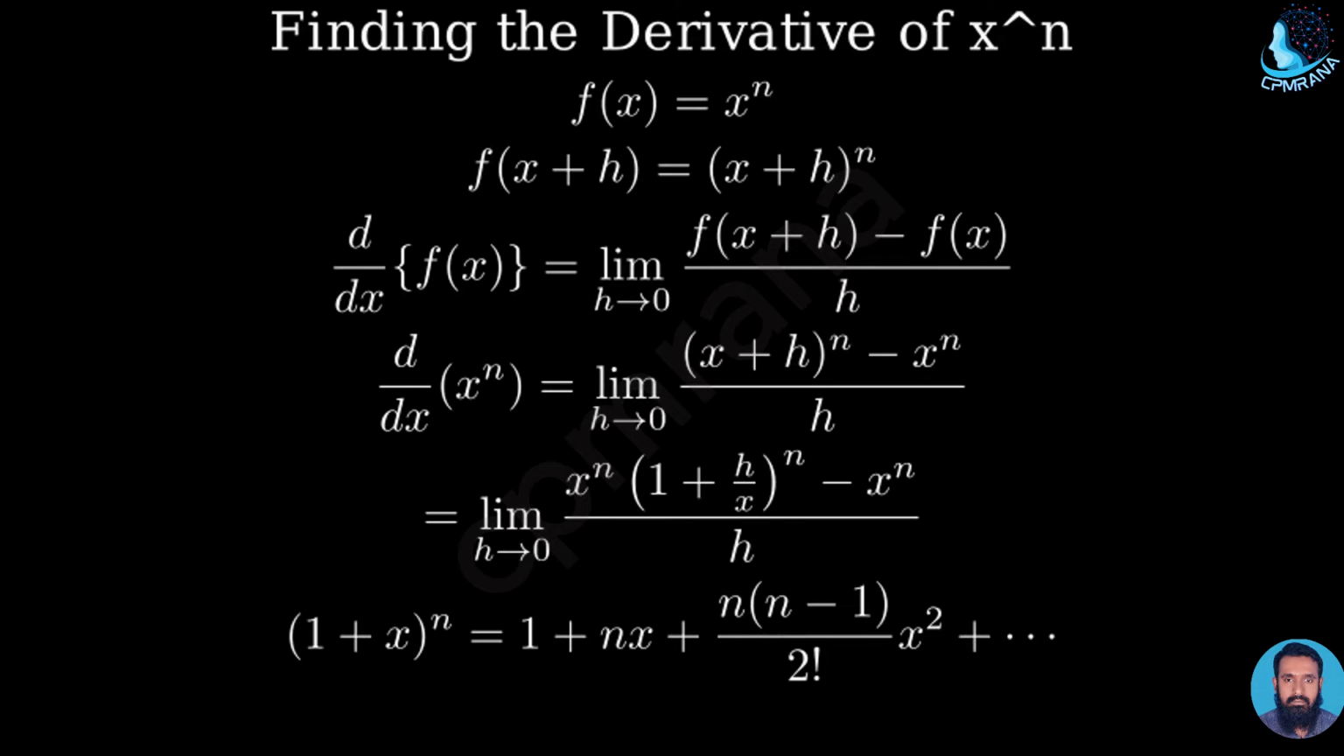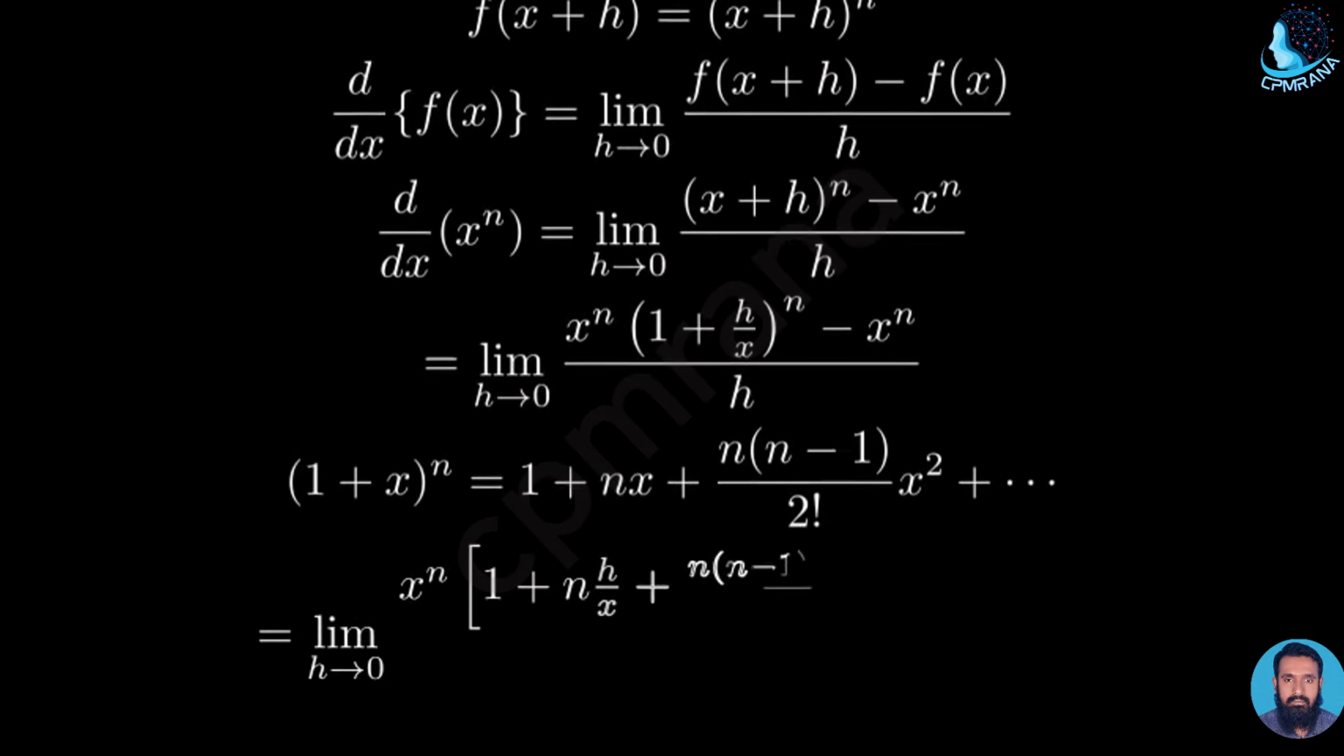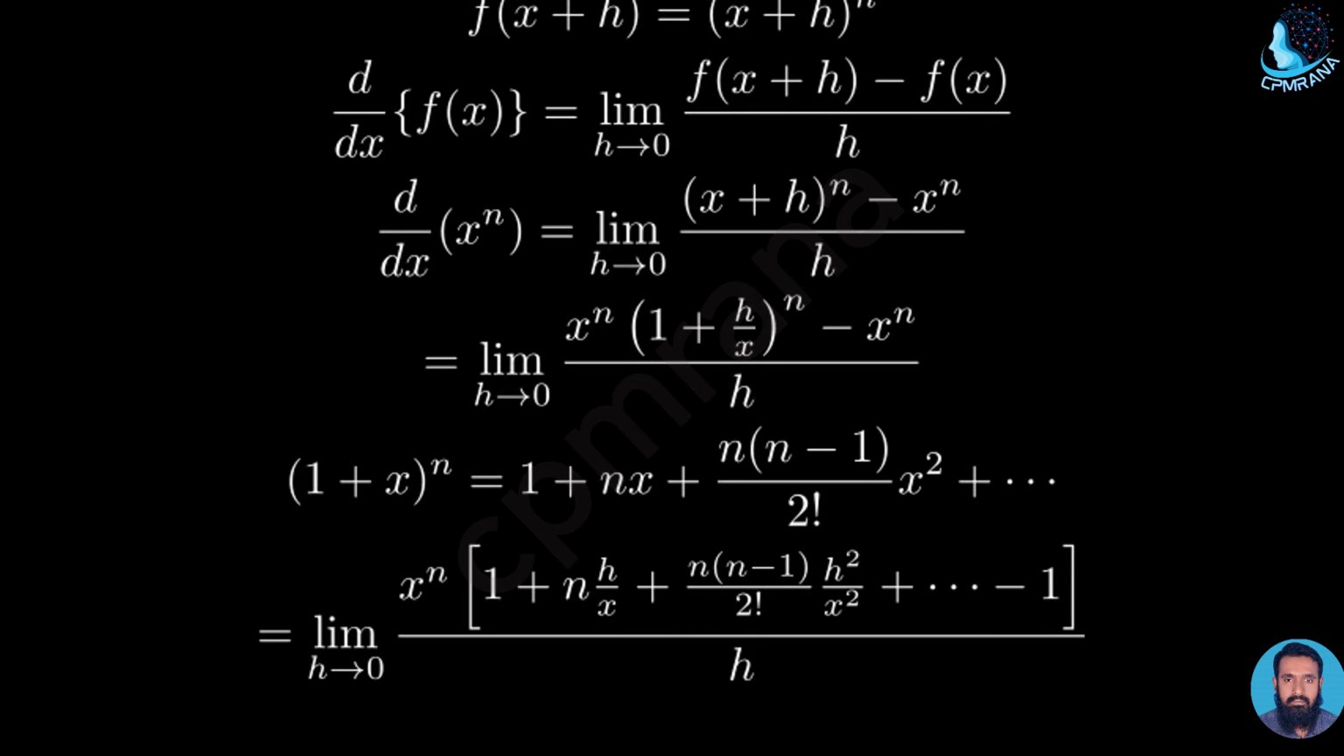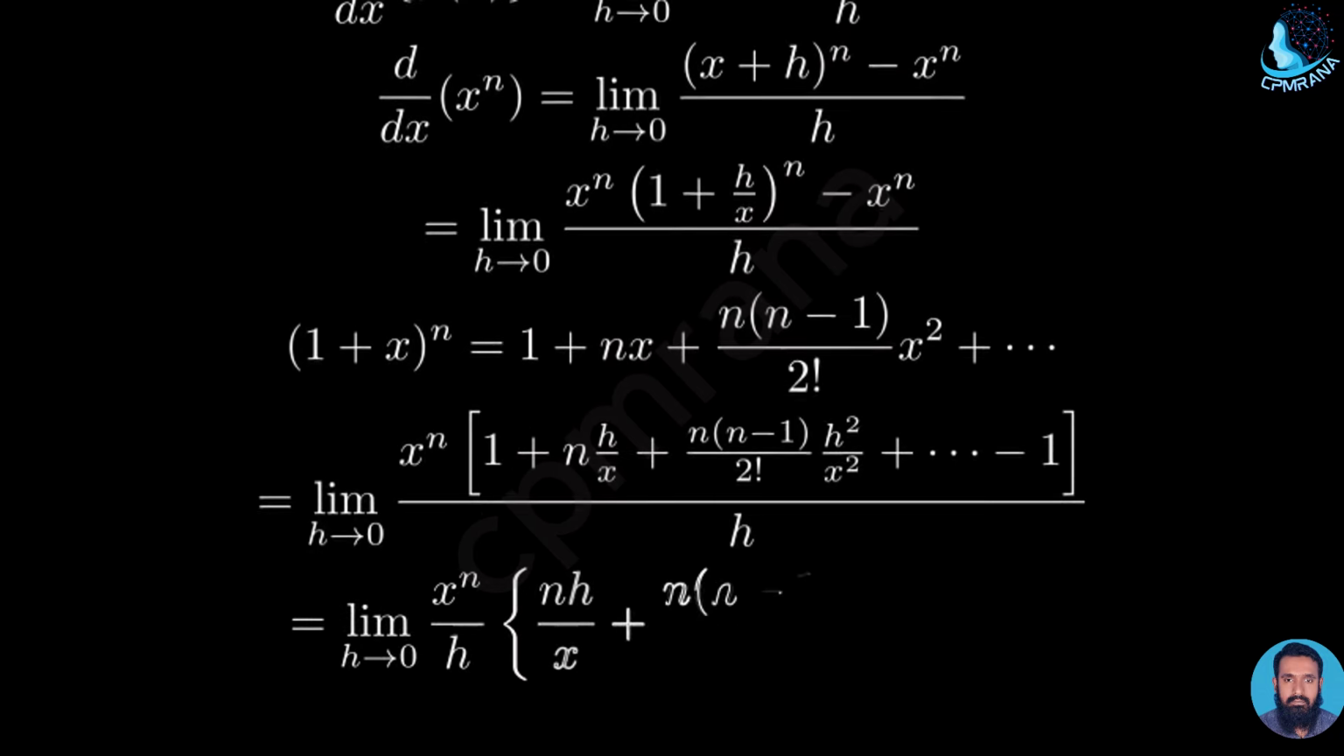Applying this expansion to our limit, we get x to the n times (1 plus nh over x plus n times (n minus 1) over 2 factorial times h squared over x squared, plus higher order terms) minus x to the n, all divided by h. Simplifying the numerator, we get x to the n times (nh over x plus n times (n minus 1) over 2 factorial times h squared over x squared plus higher order terms), all divided by h.